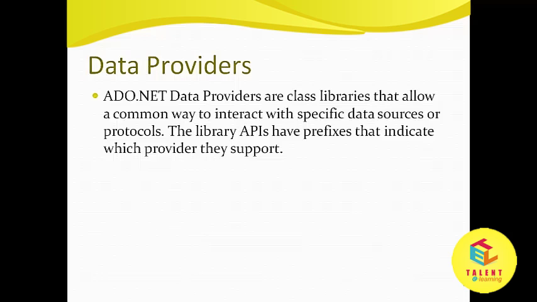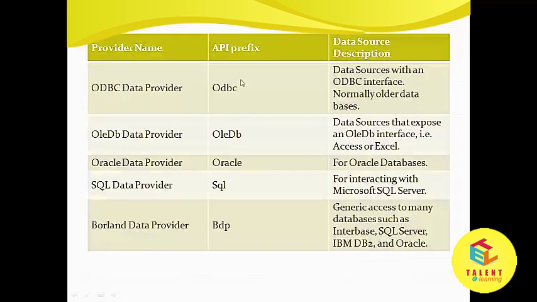ADO.NET data providers are class libraries that allow a common way to interact with specific data sources or protocols. The library APIs have prefixes that indicate which provider they support. So these are the various provider names and which API prefix is used for a particular provider. There are various providers like ODBC, OLEDB, Oracle Data Provider, SQL Data Provider, and Borland Data Provider. And these are the various prefixes used to access the APIs for each provider.